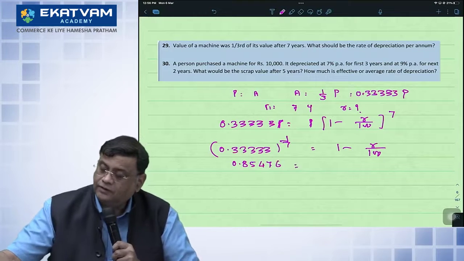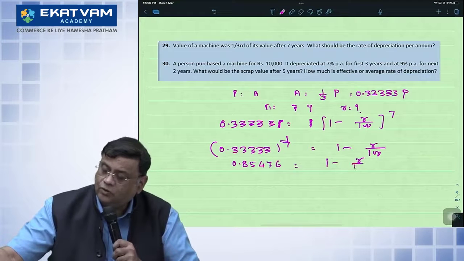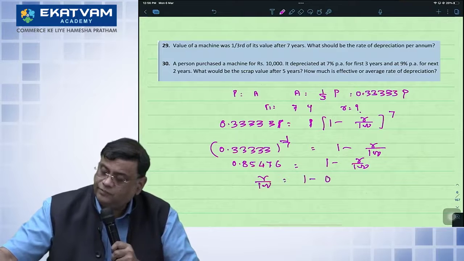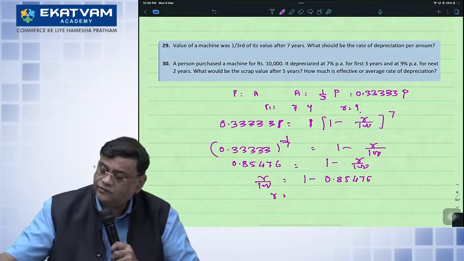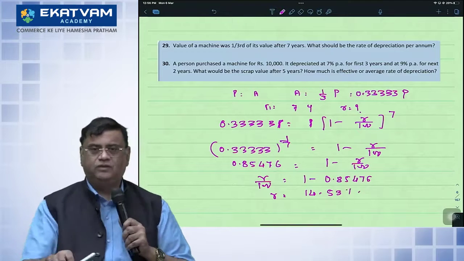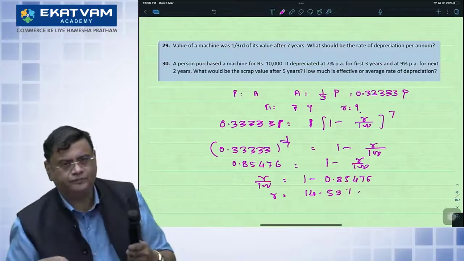0.85476, and that is equal to 1 minus R over 100. So R over 100 is 1 minus 0.85476, and therefore R comes to be 14 point something, 14.53% approximately, या 52% जो भी है. समझा?